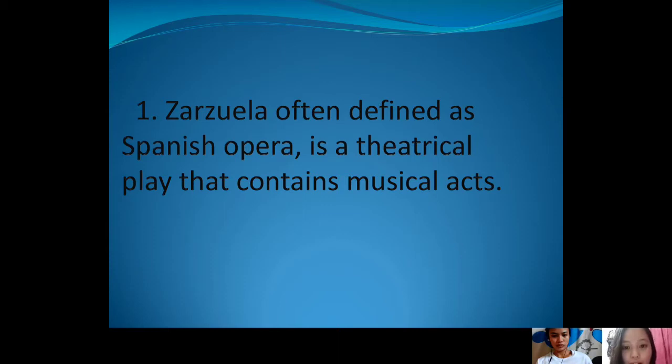Zarzuela, often defined as Spanish opera, is a theatrical play that contains musical art. It's a piece of entertainment with improvised plots used in comic, tragic, fantastic, melodramatic, or a combination of all. Later, these fiestas de zarzuelas were simply called zarzuela, which involved singing and dancing. It has no definite form. Singing was free and imaginative. And the previous pictures are the examples of zarzuela.